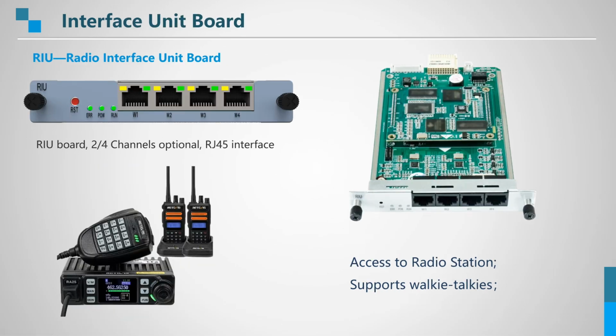The Radio Interface Unit Board, RIU, offers 2 or 4 channel options with RJ45 connectors. It enables access to radio stations and supports walkie-talkie communication, providing users with a convenient wireless communication means. In scenarios such as outdoor operations, logistics dispatching, and emergency rescue, the RIU allows for real-time communication between personnel, improving collaboration efficiency and work safety.